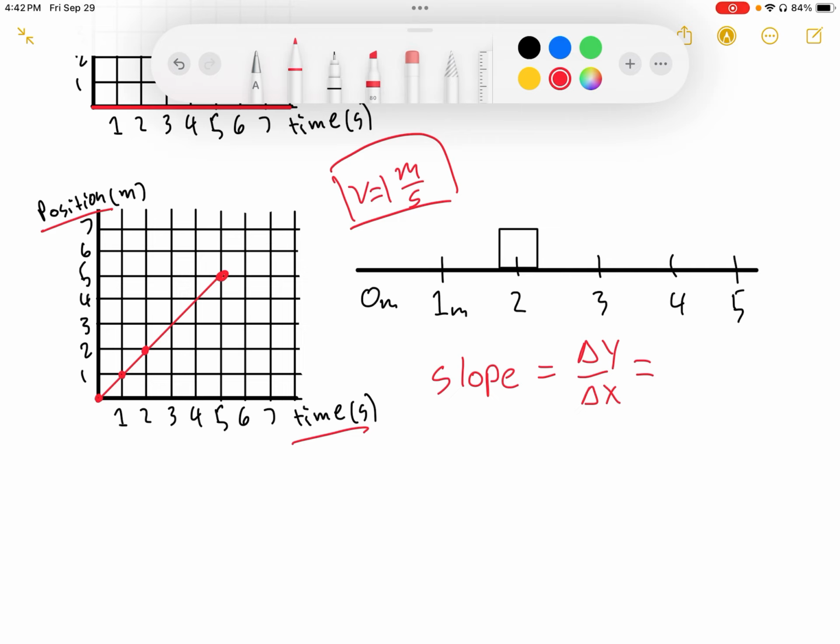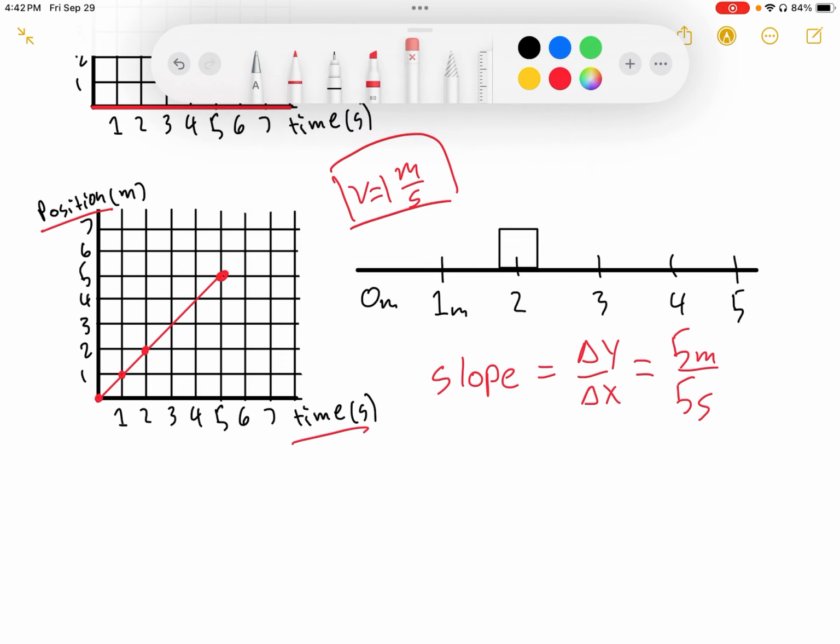And I know how to do that. That's just like rise over run, right? So how much did we go up by? Well, we went up by 5 meters, and we went over by 5 seconds, right? So we went up 5 meters and over 5 seconds. So how about this? Hold on.